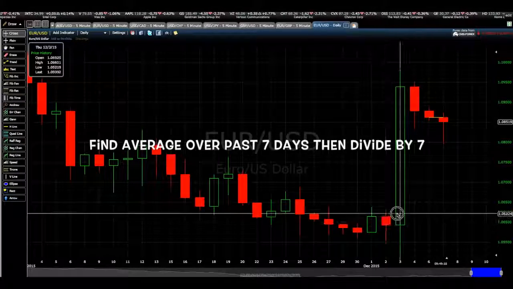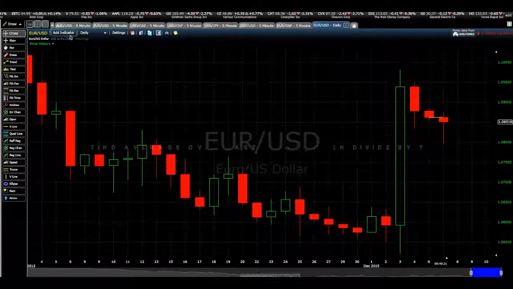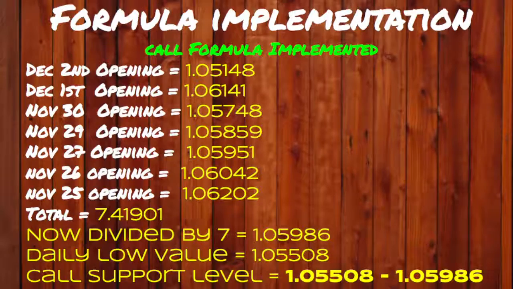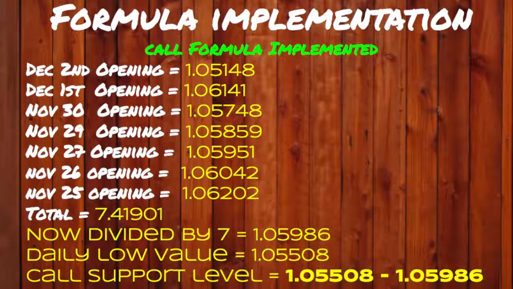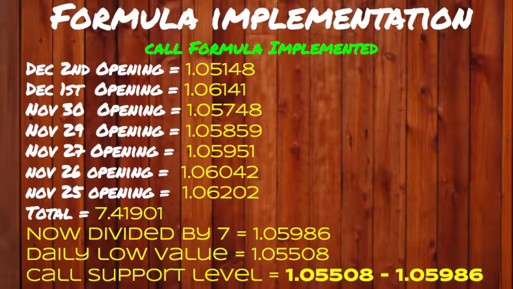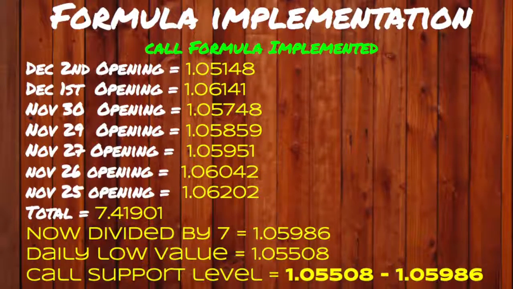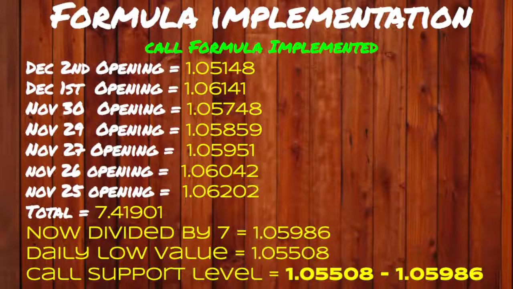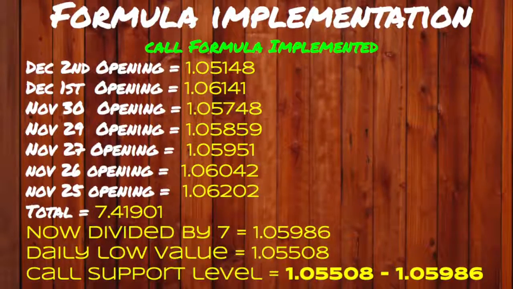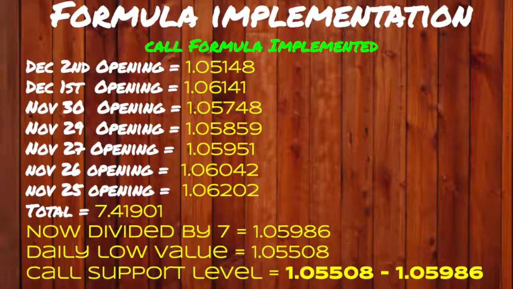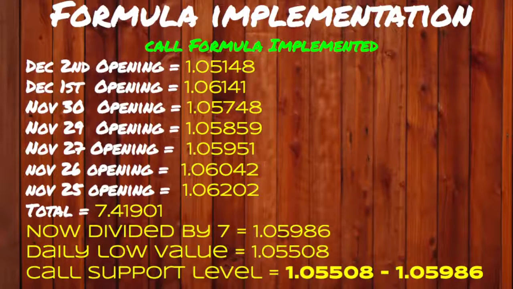Now, in order to complete this formula, we need to find the average of our past 7 candle values. So we'll scroll across from December 2nd all the way to November 25th in this instance, add all of our daily low values, and then divide by the total number of days, which in this case is 7. If you calculated your math correctly, you should have gotten a total cumulative value of 7.41901. When you divide that by 7, you should get 1.05986.